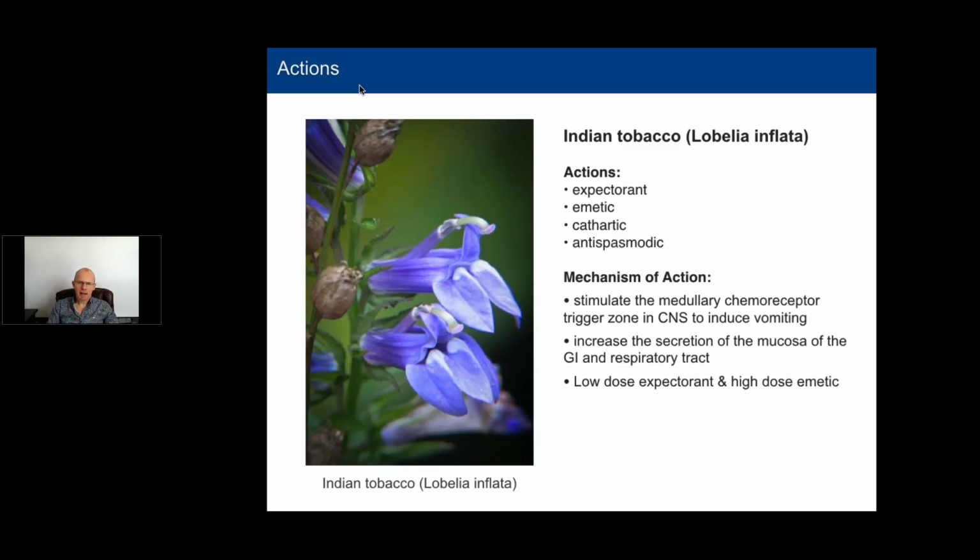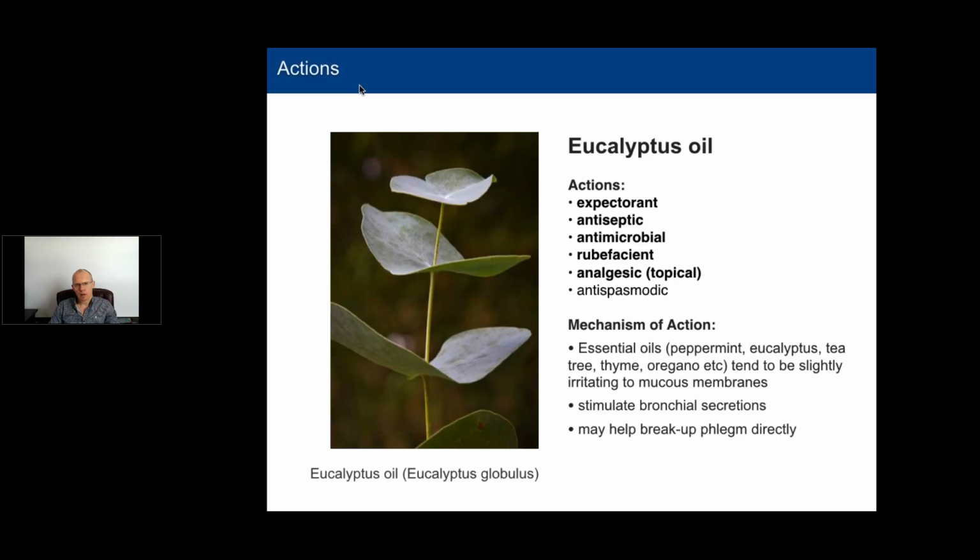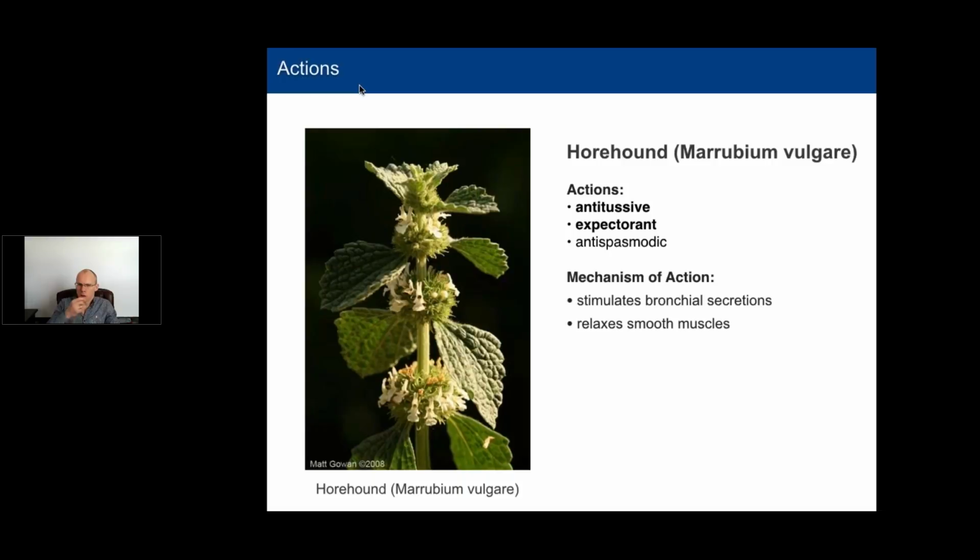So here's Indian tobacco, or puke weed. It's used as an expectorant and emetic, and it does have some antispasmodic effects as well. I've already sort of mentioned that. Eucalyptus oil, I've mentioned how it works. I forgot to put these slides in. I guess I could have gone through these. We know that horehound, as I mentioned before, stimulates bronchial secretions, and it also relaxes smooth muscles, so it has a bit of an antispasmodic effect on the lungs too.